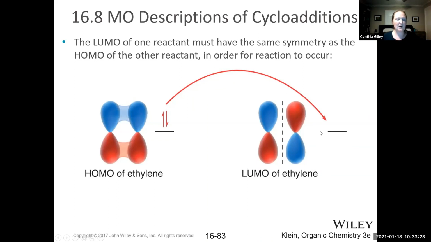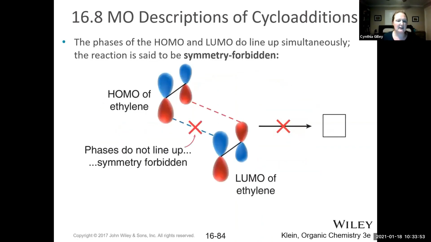But if we're reacting one molecule of ethylene with another molecule of ethylene, one will have to act as the nucleophile and be the electron donor, and it will donate electrons from its HOMO into the other molecule's LUMO. So the other ethylene is acting as the electrophile, and it's accepting the electrons from the HOMO, and it has to accept them into the LUMO because its HOMO is filled. So we need to see if we align the HOMO of one molecule and the LUMO of the other, will we see conservation of orbital symmetry? And the answer is no.